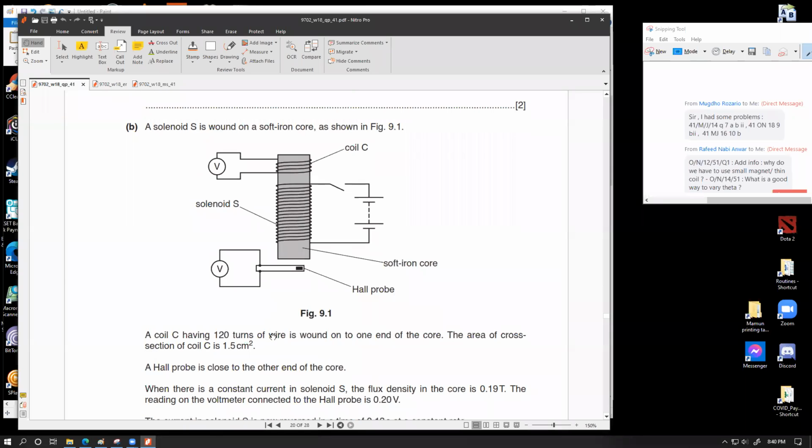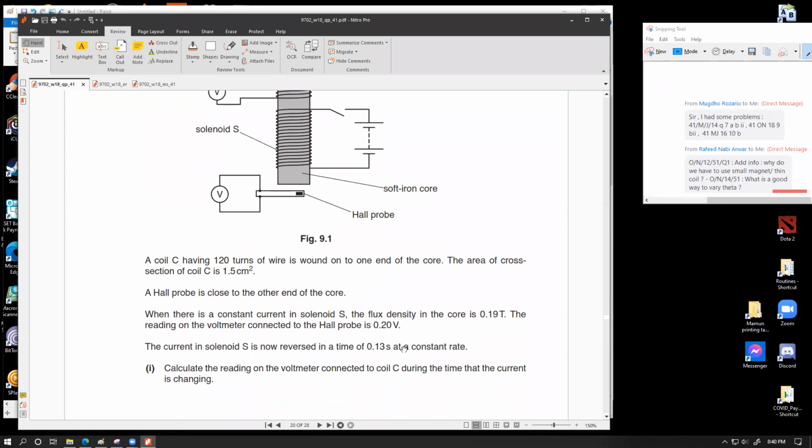Consider a solenoid having 120 turns of wire, 1.0 m long, because the cross section of the coil C is 1.5 centimeters squared. A Hall probe is close to the other end of the core. When there is a constant current in the solenoid, the flux density in the core is 0.19 Tesla, and the reading on the voltmeter connected to the Hall probe is 0.20 volt.